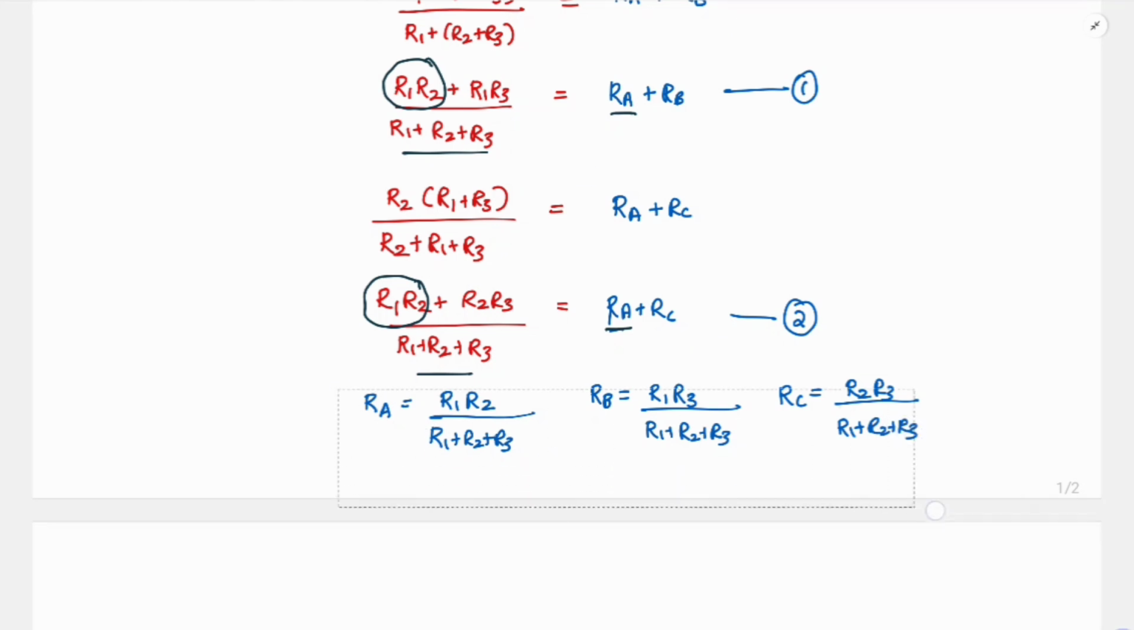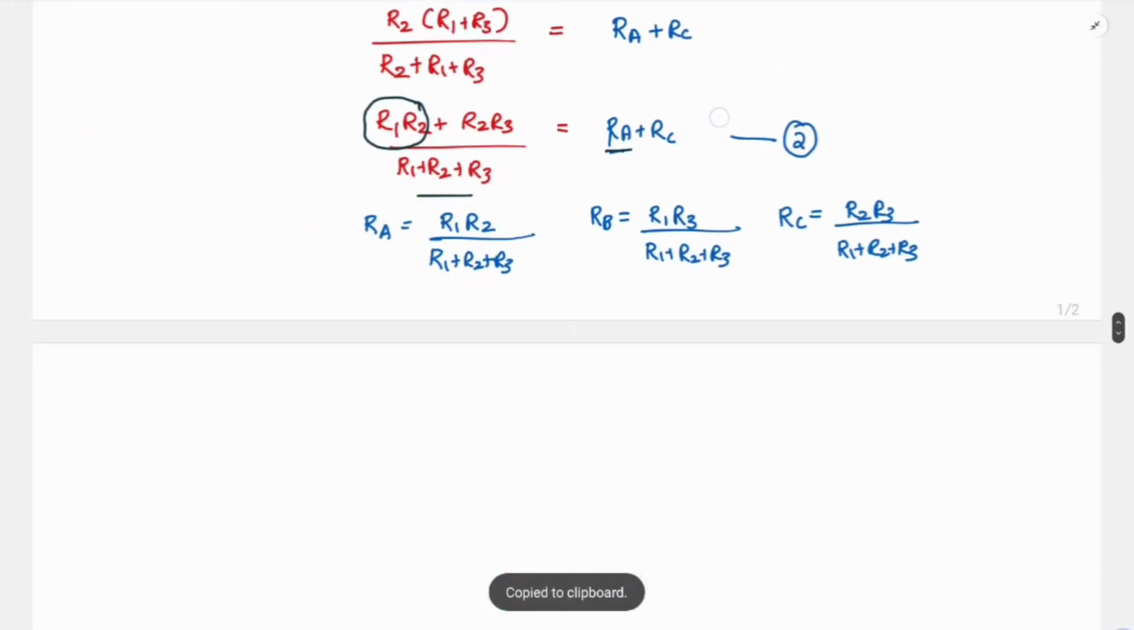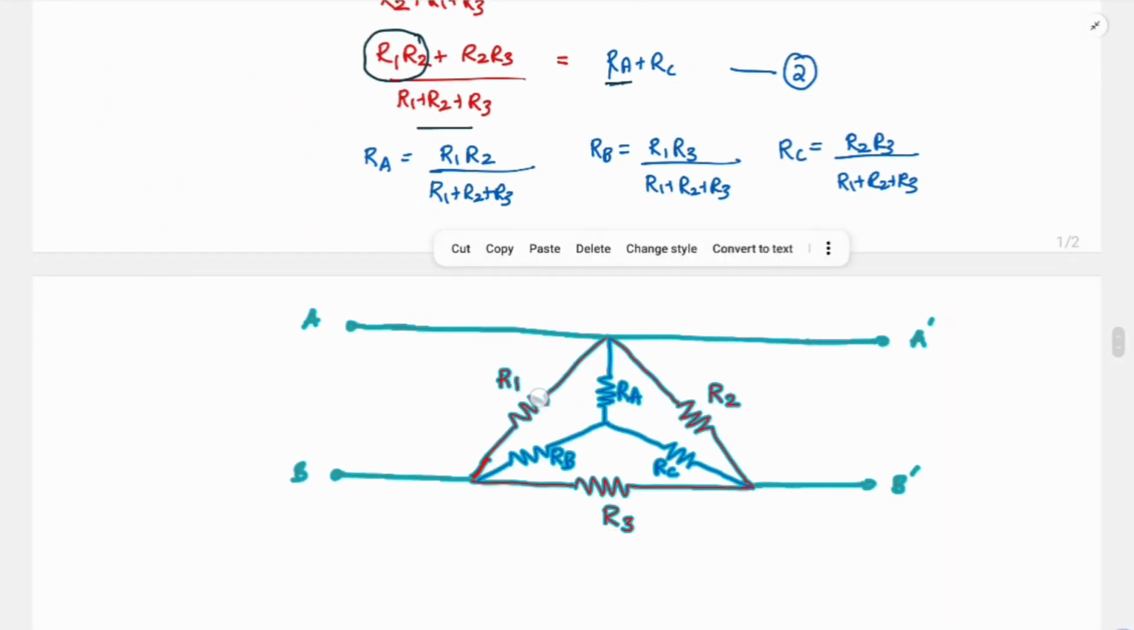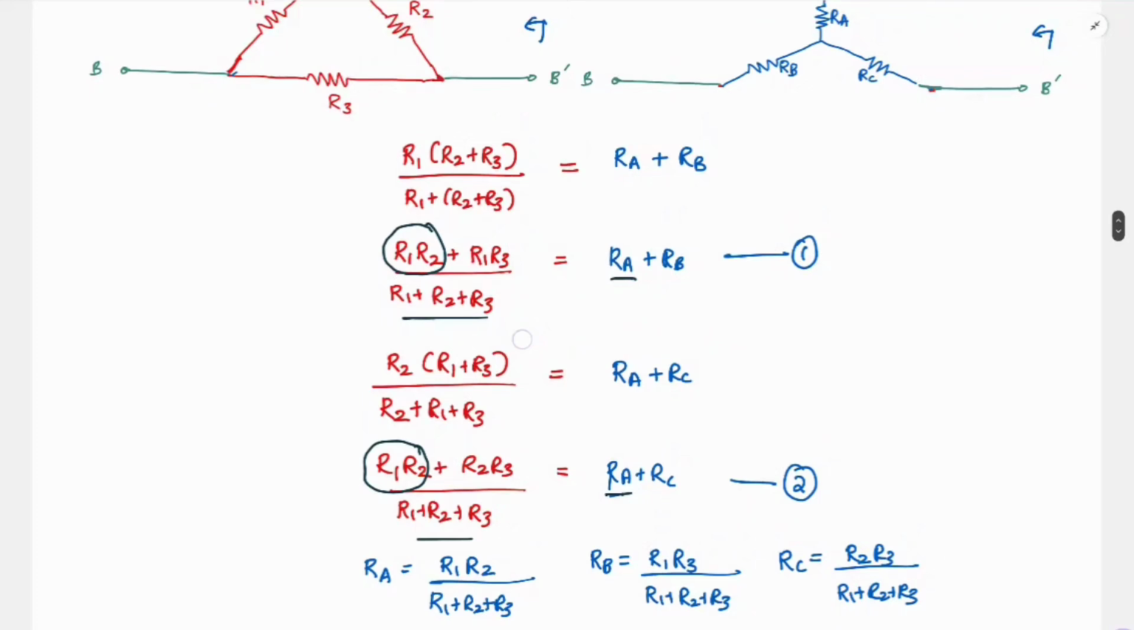Now if you take this equation and revisit it, usually the way to remember is that RA is the product of the adjacent resistors divided by the sum of all three resistors. For RA it is R1 R2 by R1 plus R2 plus R3. For RB it is R1 R3 by R1 plus R2 plus R3. And for RC it is R2 R3 by R1 plus R2 plus R3. This completes delta to y.